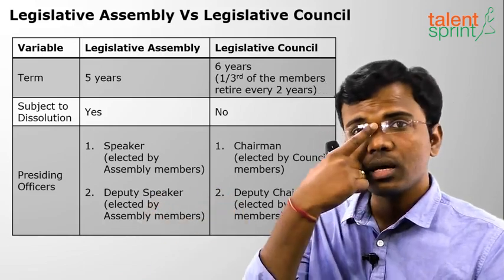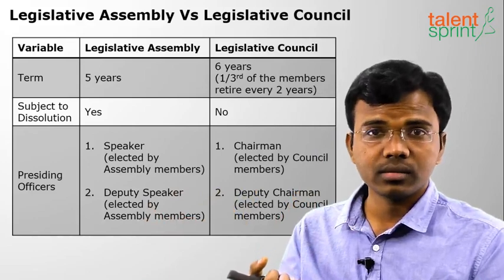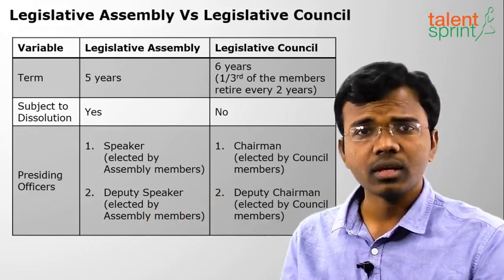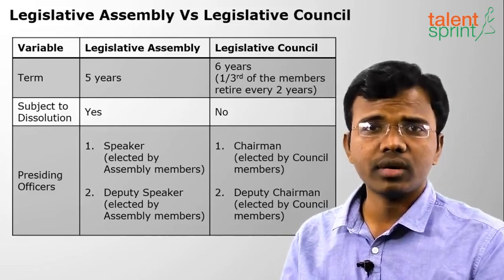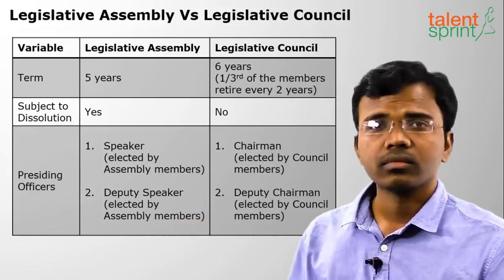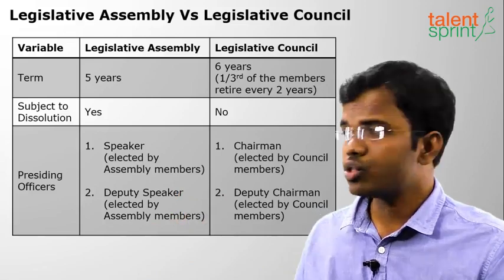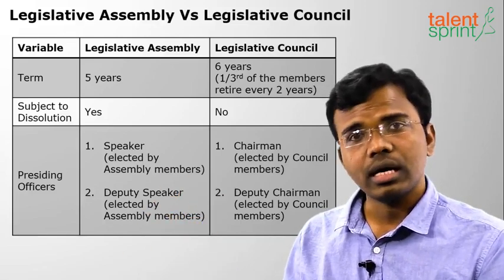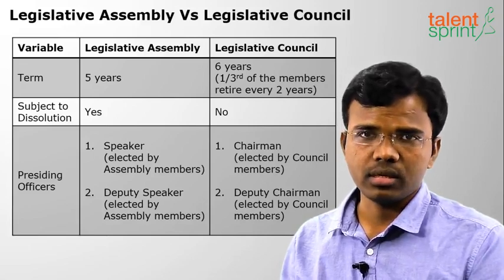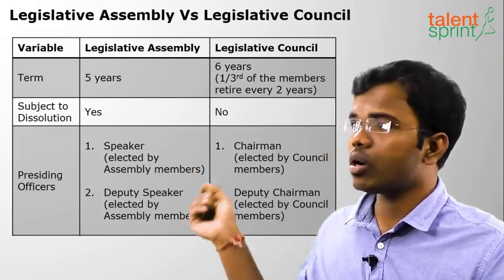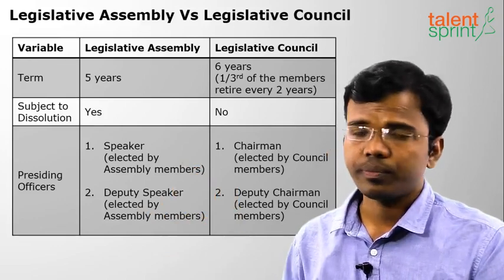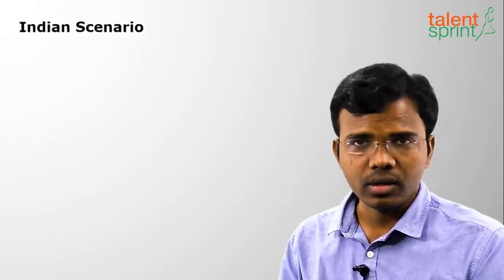But in Rajya Sabha, the chairman is the vice president. If he is elected as vice president, he will be sitting as the chairman of Rajya Sabha. But here, there is nothing like that. Both the chairman and deputy chairman of the council are elected by the council members themselves. So this is a comparison of the legislative assembly and council. Moving on to the Indian scenario.